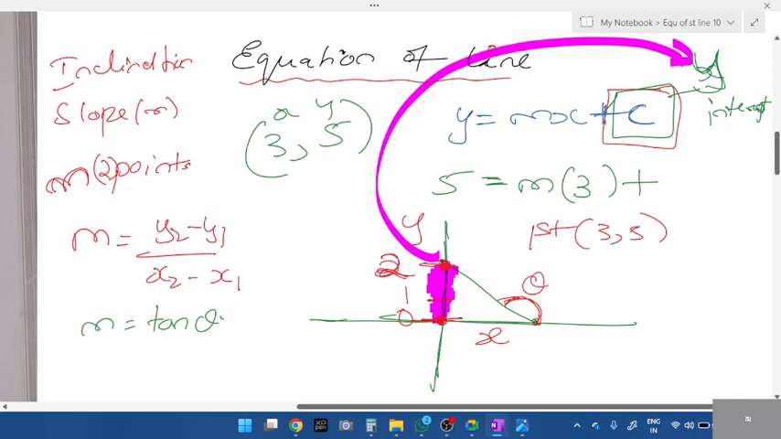At 2, there is a line at 2. So the c value will be 2. The distance between this is c. C is equal to 2. That is the y-intercept. Fine.